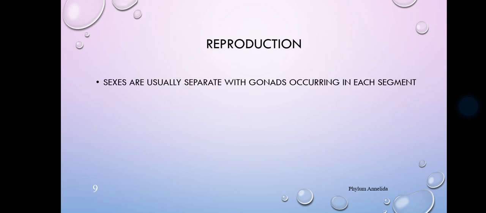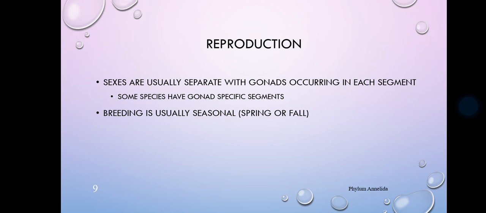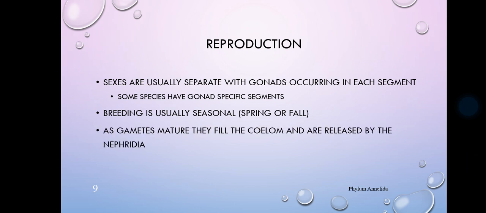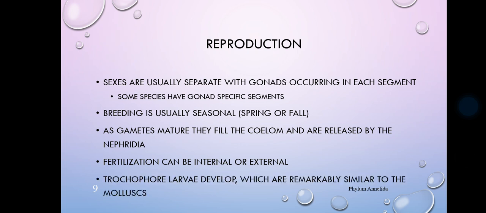Reproduction. Sexes are usually separate with gonads occurring in each segment. Some species have gonad specific segments. Breeding is usually seasonal, spring or fall. As gametes mature, they fill the coelom and are released by the nephridia. Fertilization can be internal or external. Trochophore larvae develop which are remarkably similar to the mollusk.